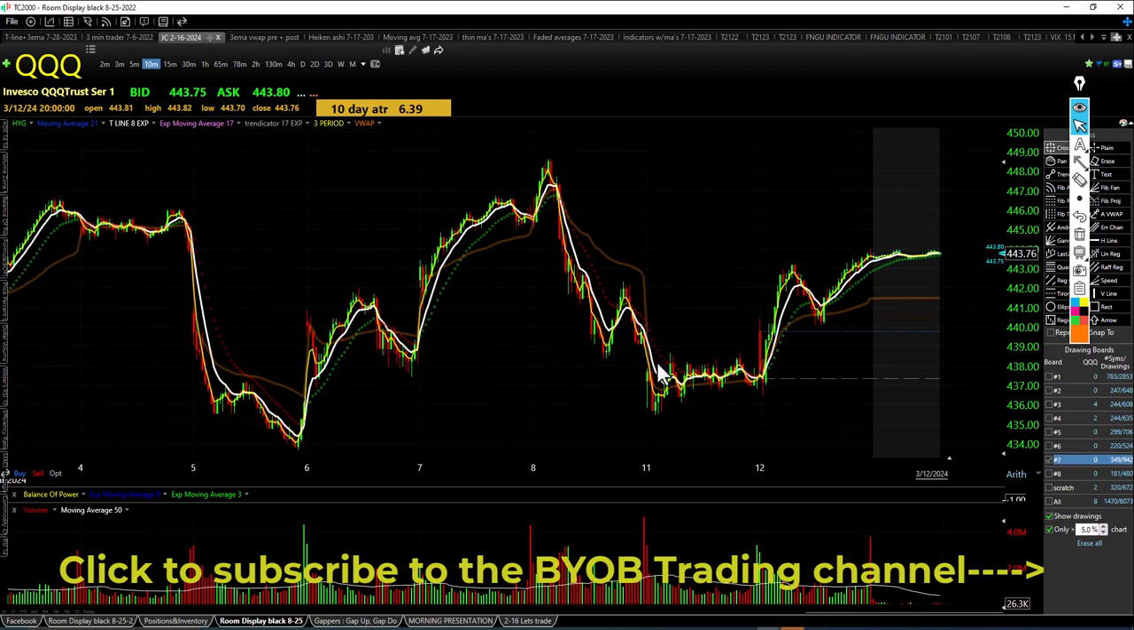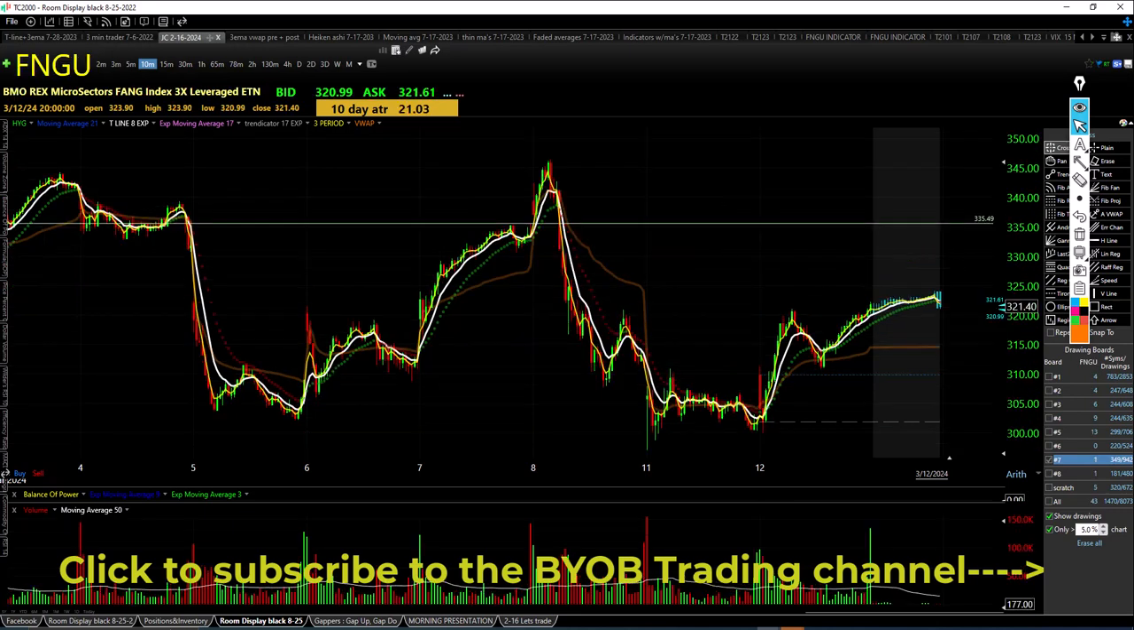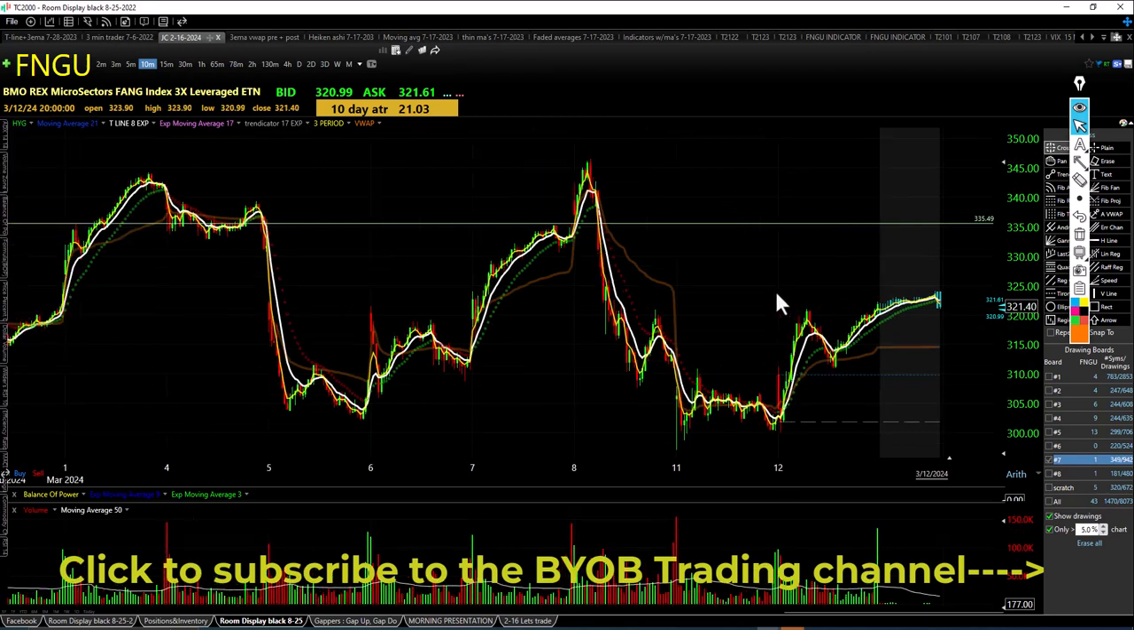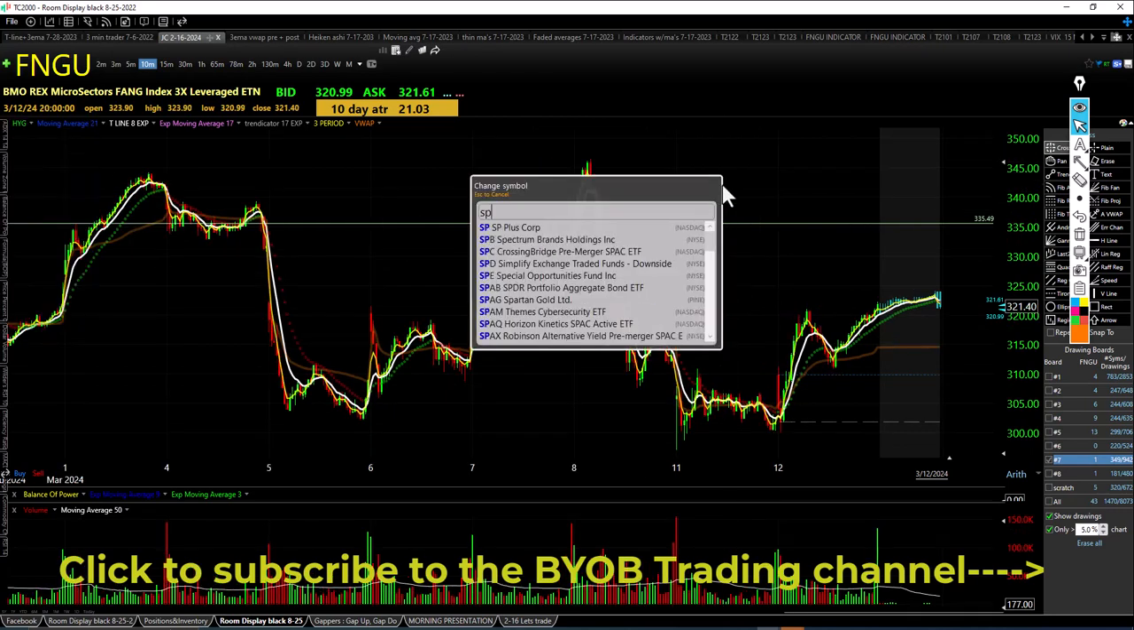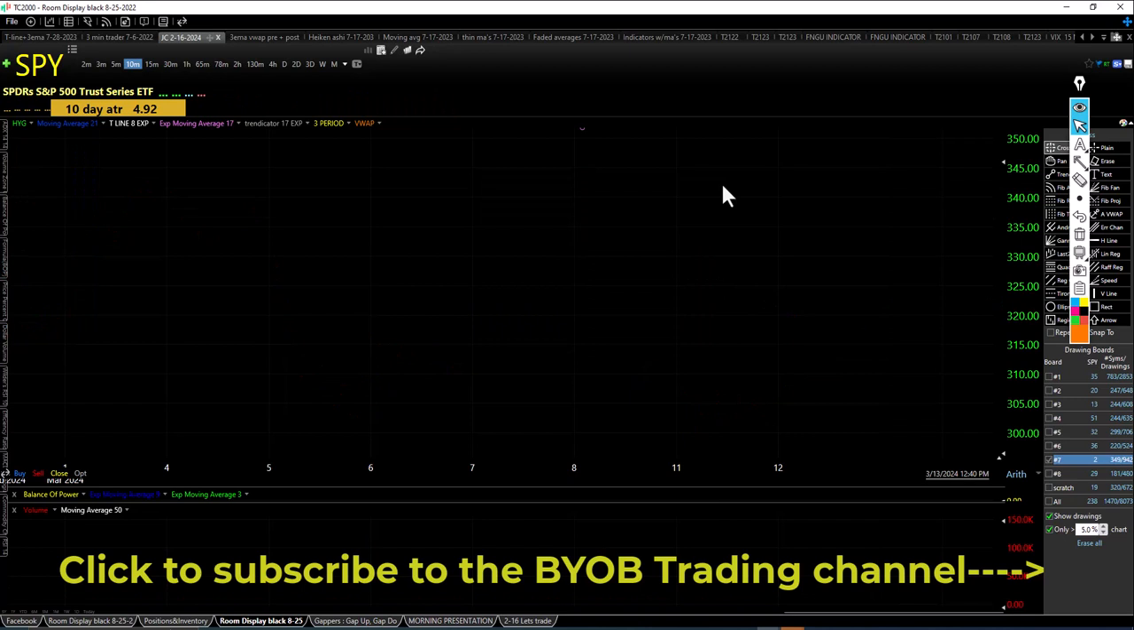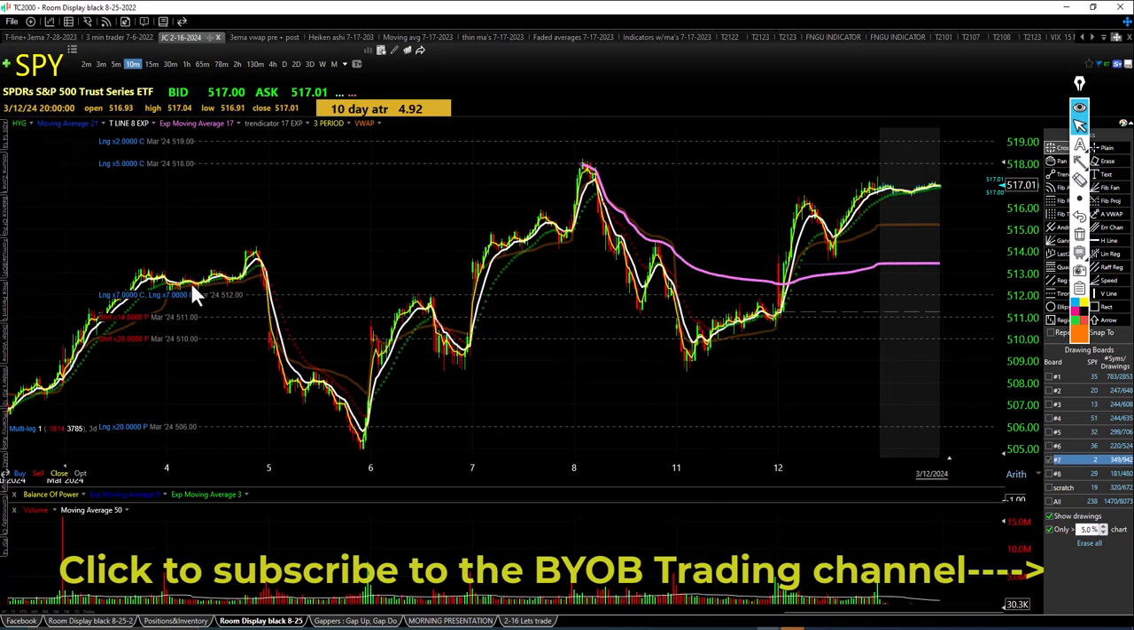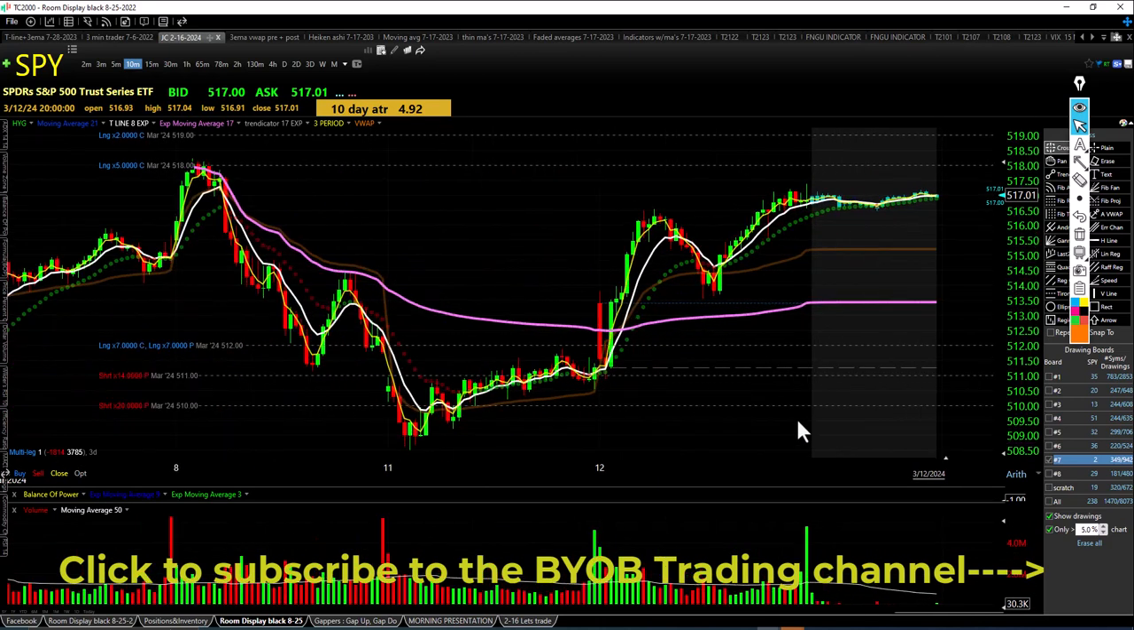Now you watch and you pan this out. You can see QQQ. Take a mental image of that, and then I'll put in FNGU. And you can see they're almost identical. Just like that. SPY, almost identical. Same thing, right here and all the way up. So using the FNGU to determine your market direction can help you.